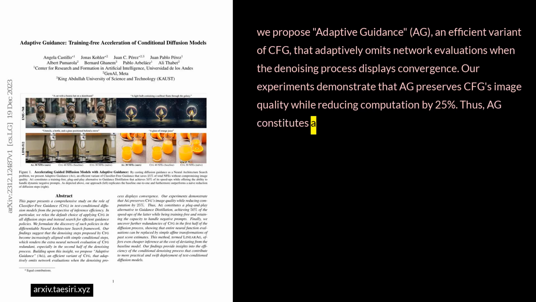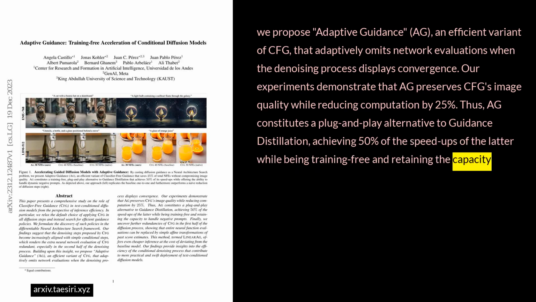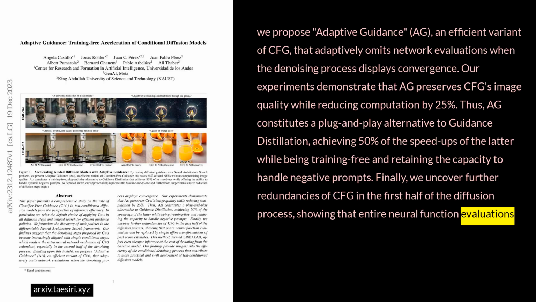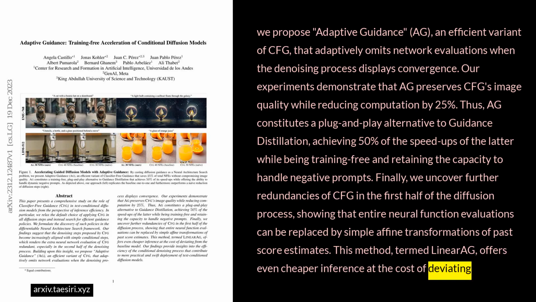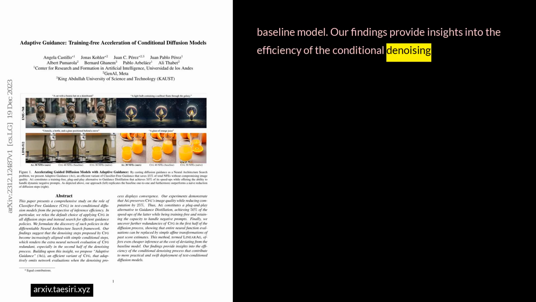Thus, AG constitutes a plug-and-play alternative to guidance distillation, achieving 50% of the speed-ups of the latter, while being training-free and retaining the capacity to handle negative prompts. Finally, we uncover further redundancies of CFG in the first half of the diffusion process, showing that entire neural function evaluations can be replaced by simple affine transformations of past score estimates. This method, termed linear AG, offers even cheaper inference at the cost of deviating from the baseline model. Our findings provide insights into the efficiency of the conditional denoising process that contribute to more practical and swift deployment of text-conditioned diffusion models.